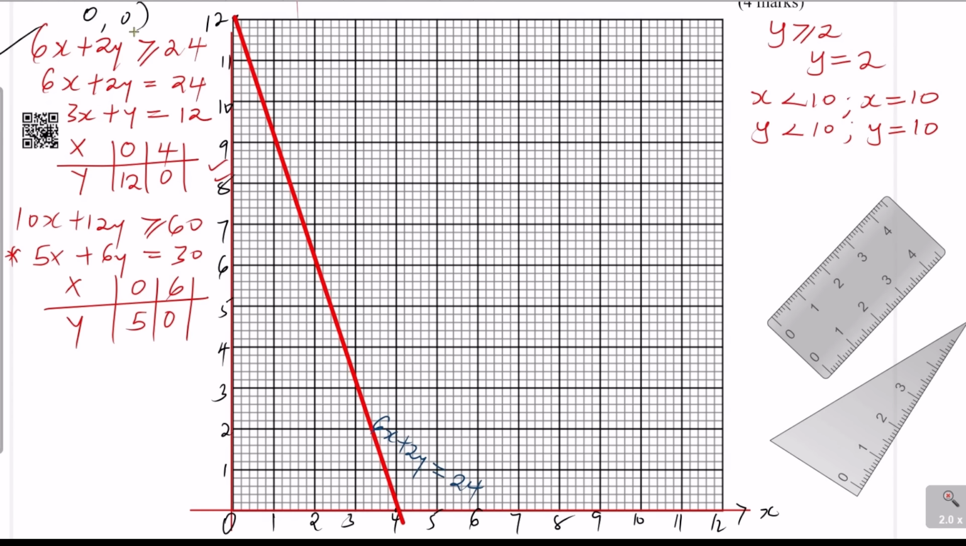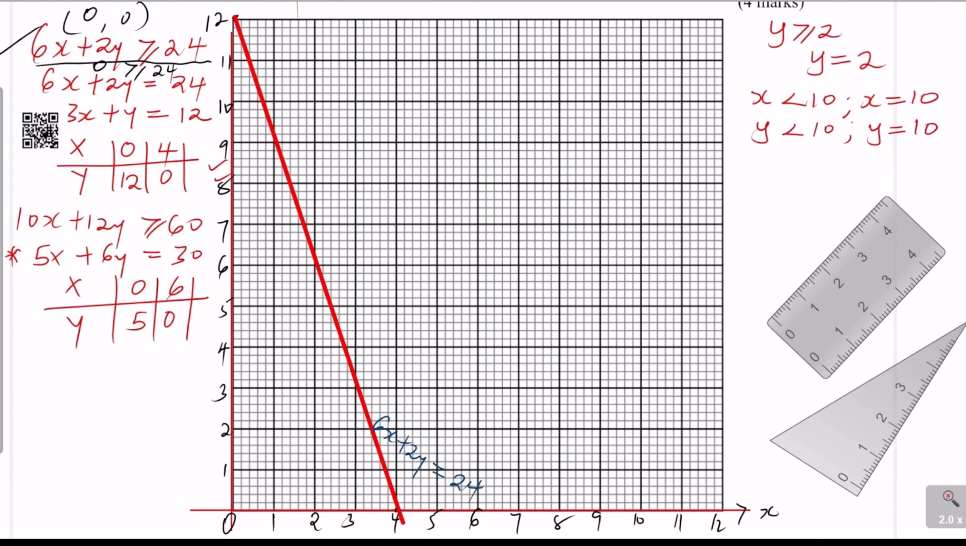So 0, 0, and then you can try to substitute 0, 0 in this inequality there. When x is 0, y is 0, so that will be 6 times 0 plus 2 times 0. That will give 0 is greater than or equal to 24. Is that true? It is not true.